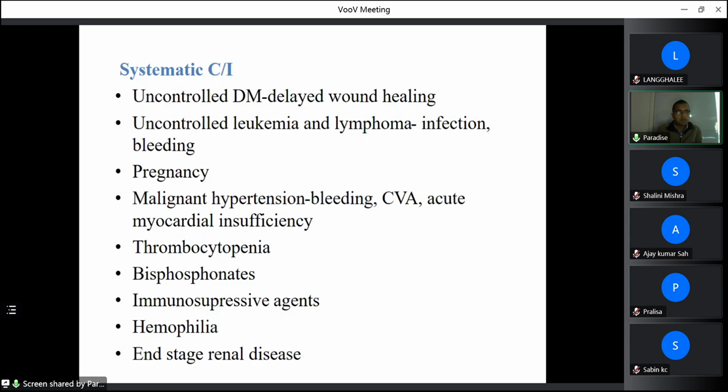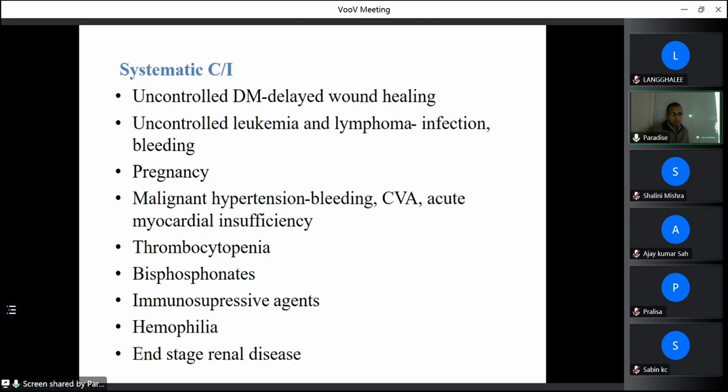Immunosuppressive agents: if the patient has undergone liver transplantation or renal transplantation, and nowadays renal transplantation is very common, such a patient has to take immunosuppressive drugs lifelong. And in such cases, be careful because the chances of infection are very high in such patients.